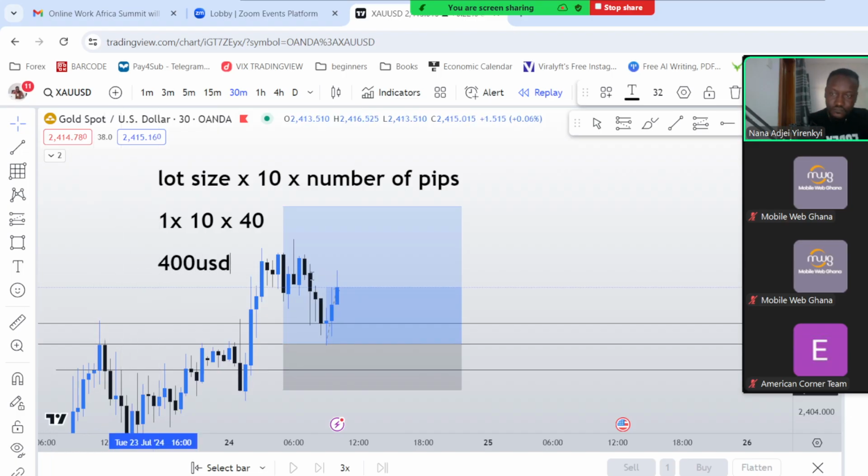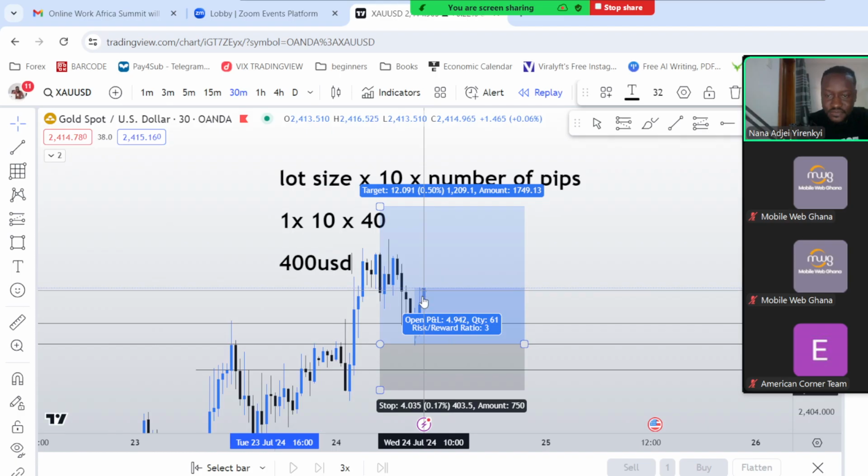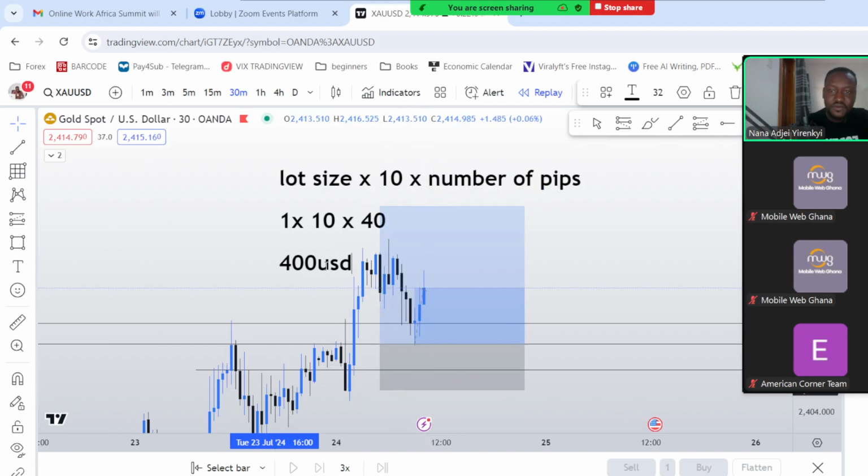400 US dollars. So if this trade goes against me and comes all the way to hit my stop loss, I'm going to lose 400 US dollars. Now, if I calculate my gains, instead of 40 pips, my gain is around 120 pips.